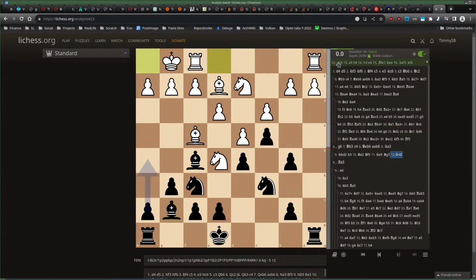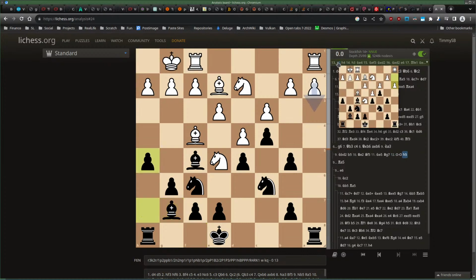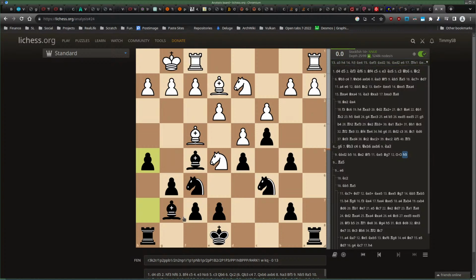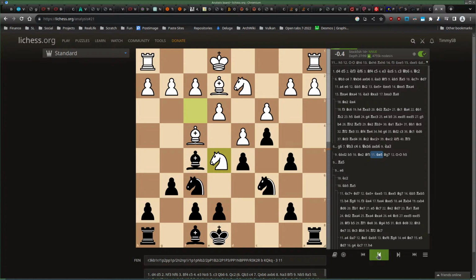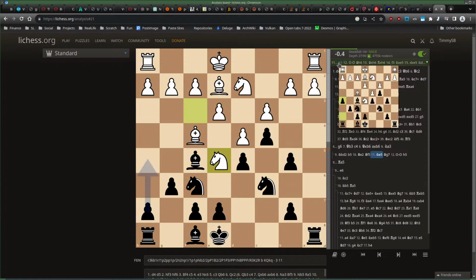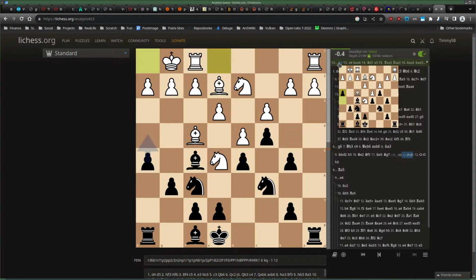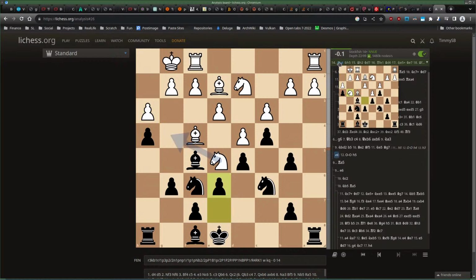Castle. Still h5. Just putting the bishop here and it's a draw again. Completely. So what he should have done is h5. Take, castle, h4, wow. h3. Yeah, e6 is still coming.